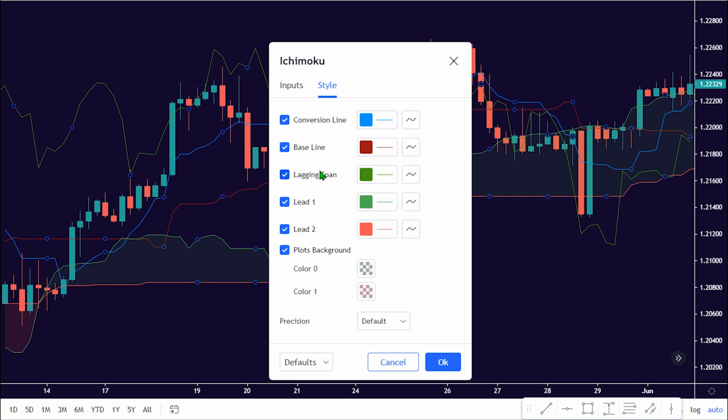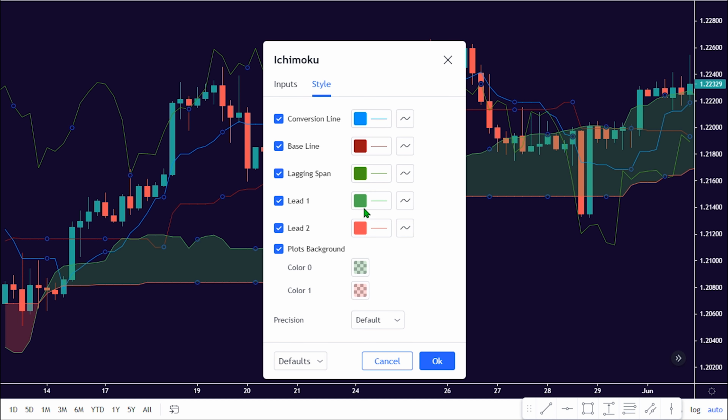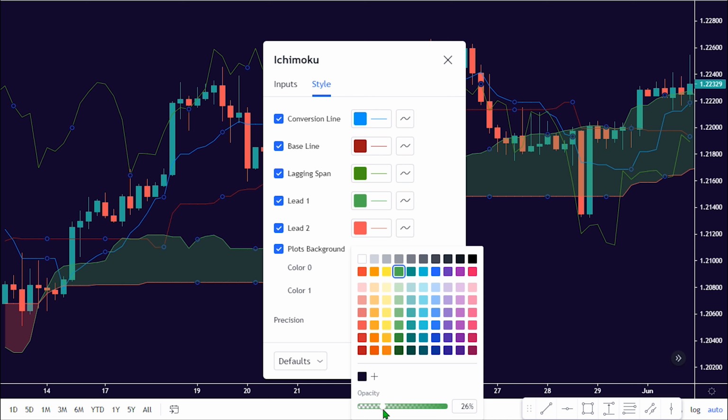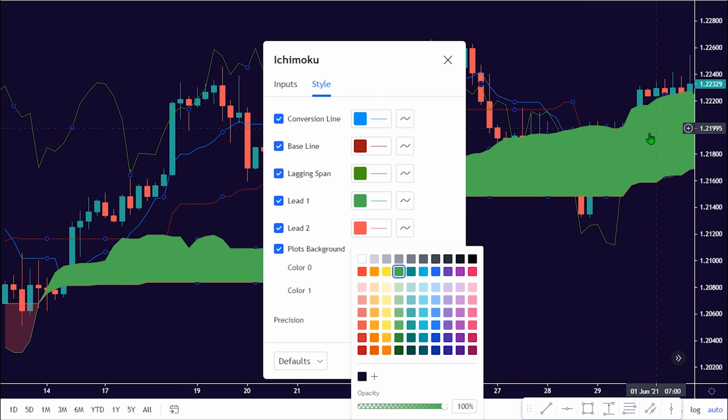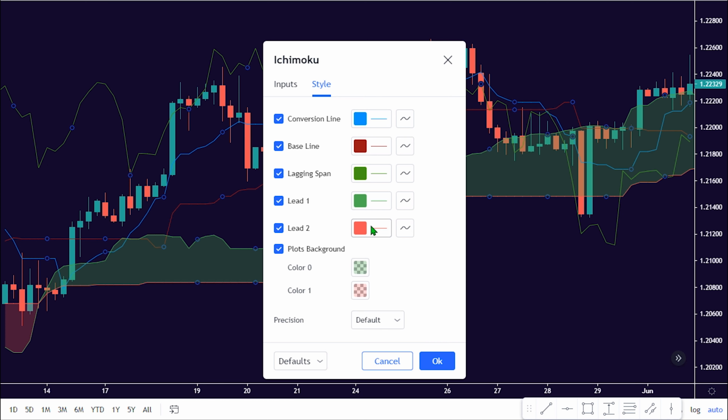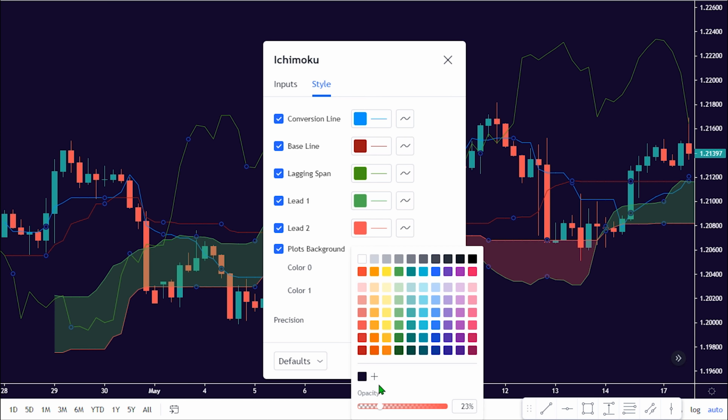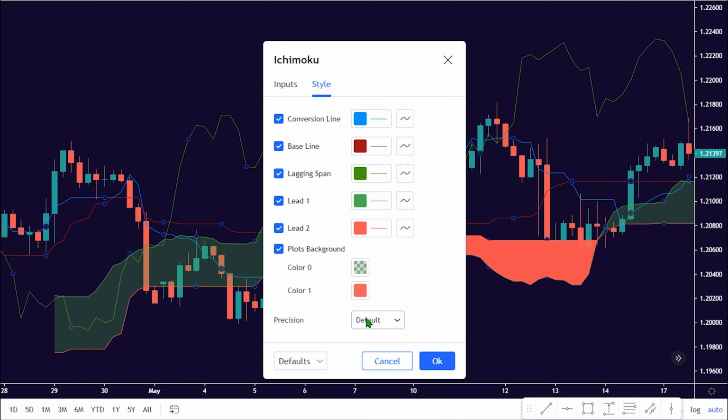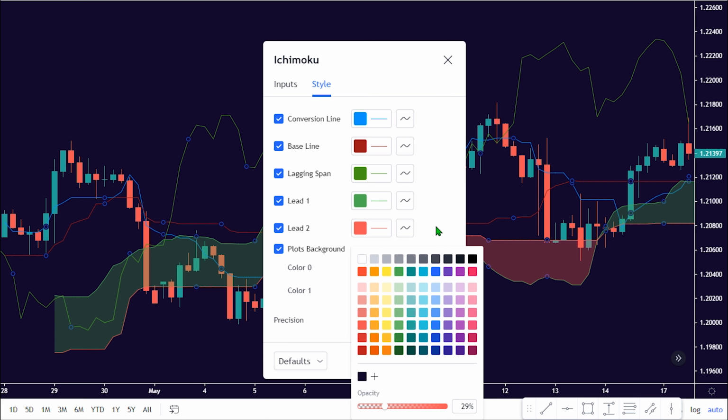Chikou span, also called the lagging span, lags behind the price. This is the deep green line. Senkou span A, also called the lead 1, represents one of the 2 cloud boundaries, and it's the midpoint between the conversion line and the baseline. This is the light green line and green cloud zone. Senkou span B, also called the lead 2, represents the second cloud boundary, and it's the midpoint of the last 52 price bars. This is the red line and red cloud zone.